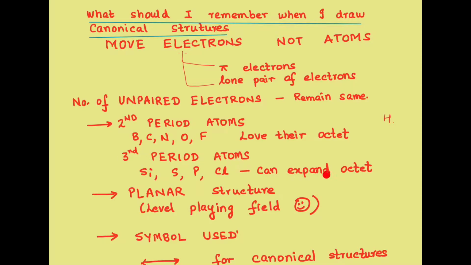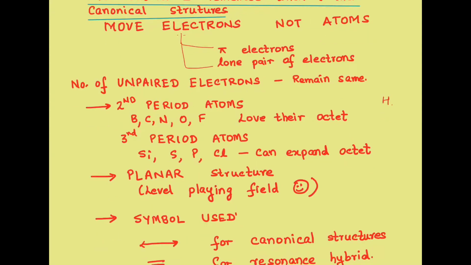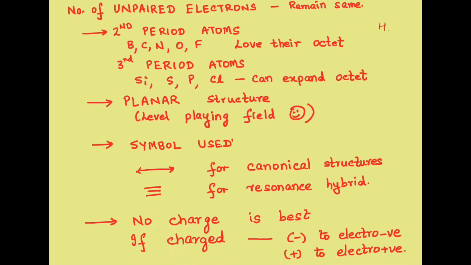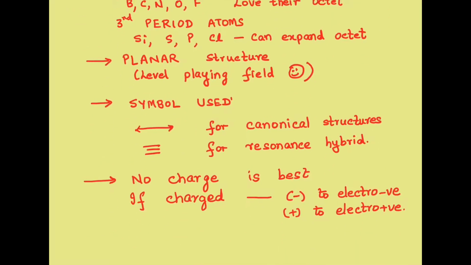Third period atoms, yes, they can expand their octet, and yes, this is one of the points when drawing the Lewis structures. A very, very important point over here is that the structure should be planar. The atoms should be in one plane. They should all be at the level playing field. Although we shall not be taking many examples for our grade 12 level that we are covering on this channel.